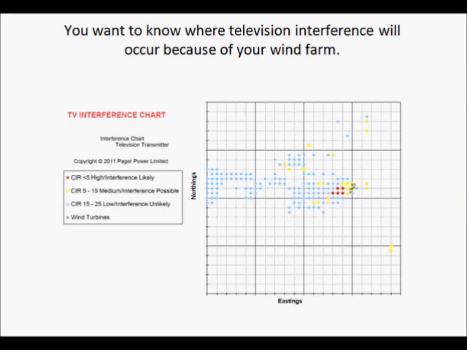You want to know where television interference will occur because of your wind farm. You will require a television interference chart priced at £395. This chart shows likely areas of high interference for a particular transmitter in areas around your proposed wind farm.